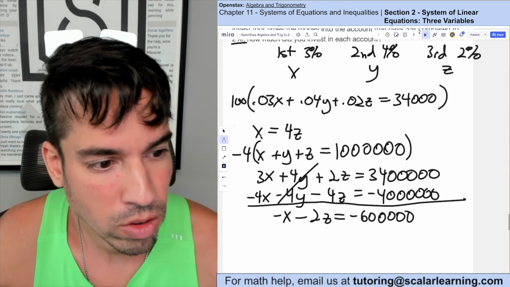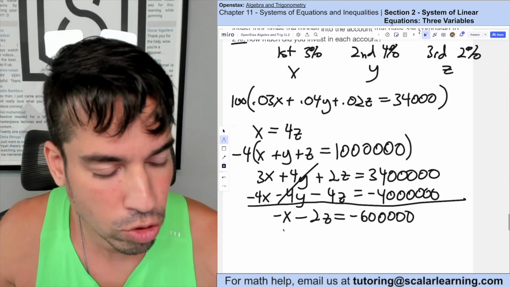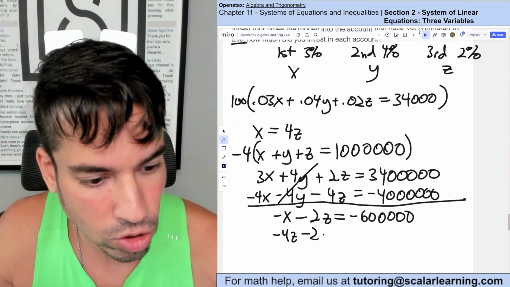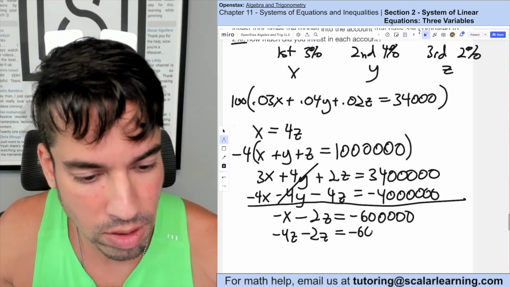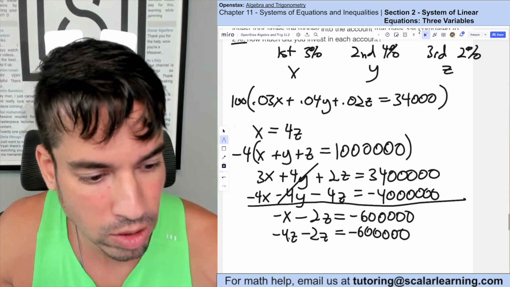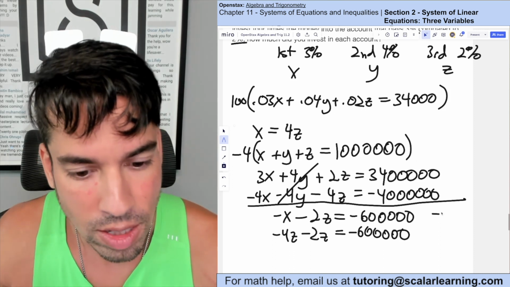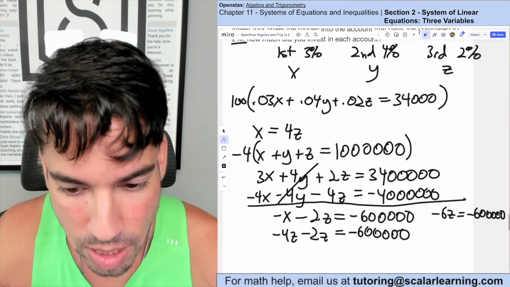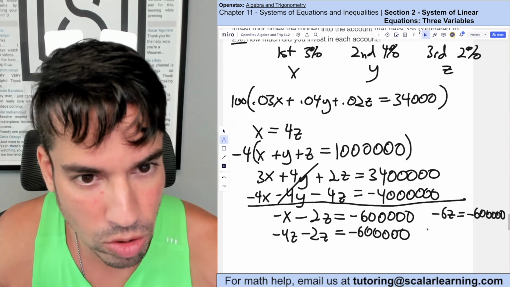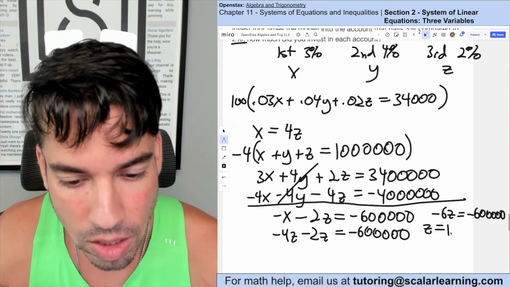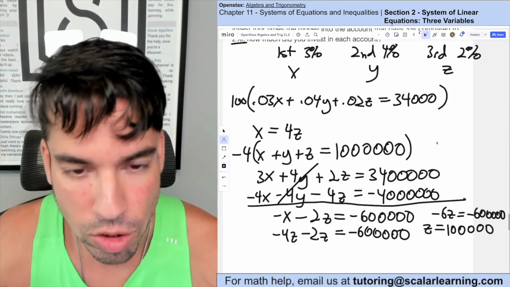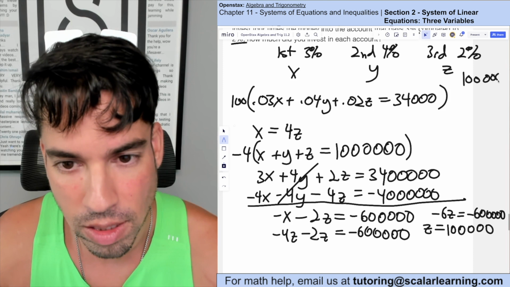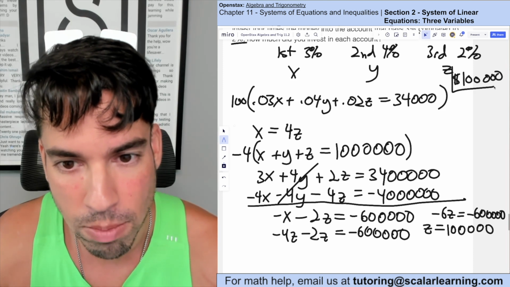Great. Now, since I know that x equals 4z, let's do a little substitution. So instead of x, I'm going to say -4z minus 2z is equal to -600,000. Let's combine like terms. -4z minus 2z, that's -6z is equal to -600,000. Divide both sides by -6. We can do that mentally. And z equals 100,000. So 100 grand is invested into this 2% annual return account. Okay, boom.